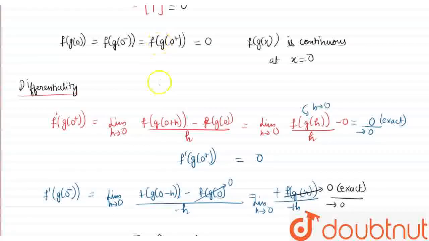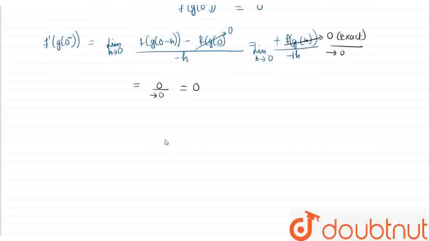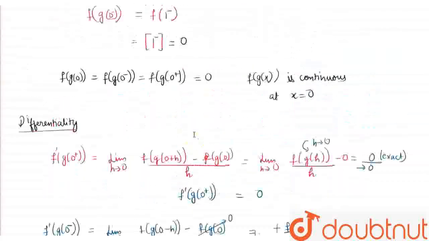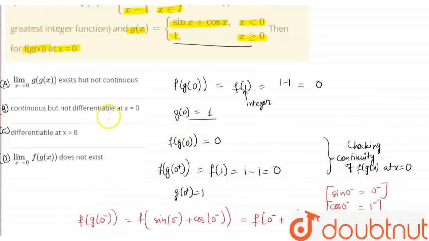All right. So from here we can say that f dash of g of 0 minus equals f dash of g of 0 plus. This makes f of g of x differentiable at x equals 0. All right. So on seeing the options, we can say that option C is correct, continuous and differentiable. All right. So this is correct.